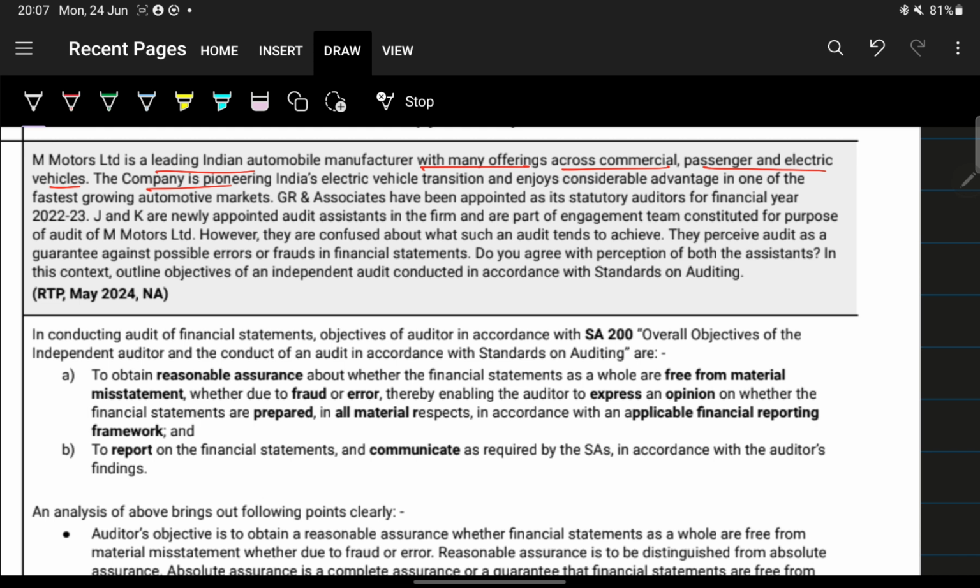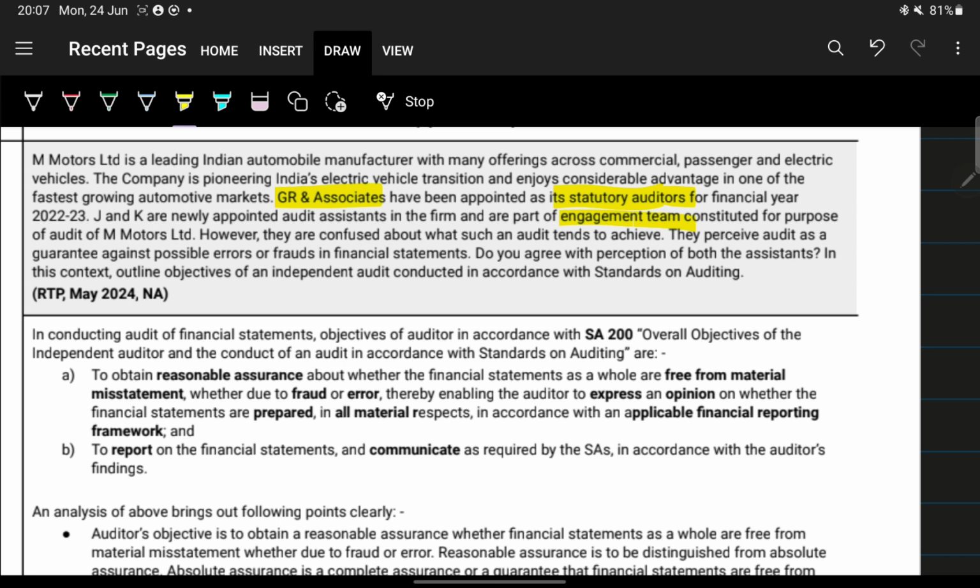The company is pioneering India's electric vehicle transition and enjoys considerable advantage in one of the fastest growing automotive markets. Now, G&R Associates have been appointed as its statutory auditors for the financial year 22-23. J&K are newly appointed audit assistants in the firm and are part of the engagement team constituted for the purpose of audit of M Motors Limited.